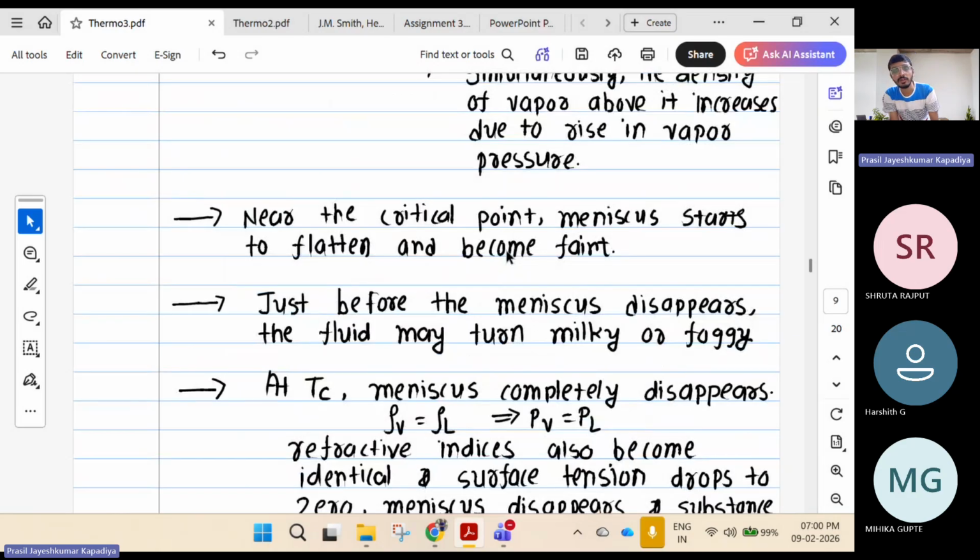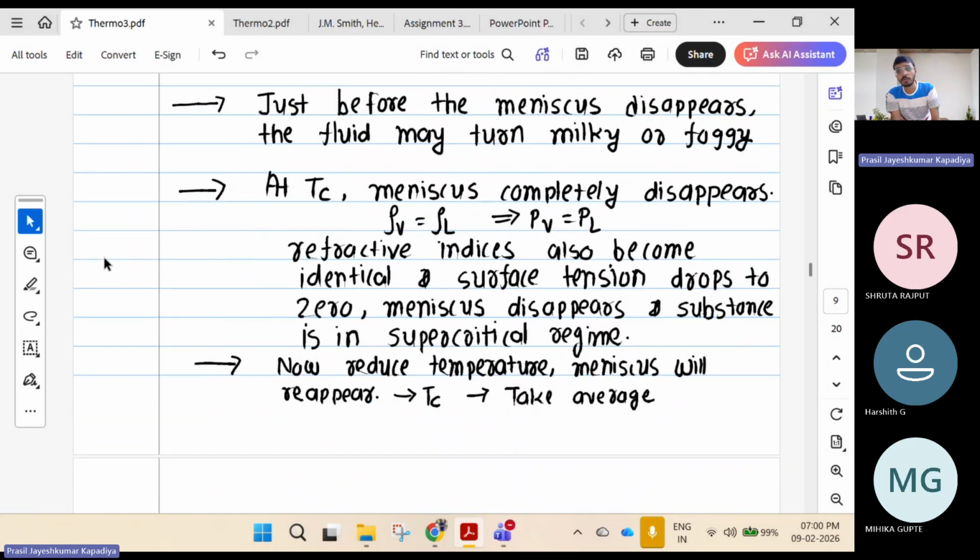And at the critical point, why does that meniscus disappear? Because the surface tension drops to zero, and that is why my densities are the same, my pressures are the same, volumes are the same. So that's why surface tension drops to zero and our meniscus disappears. Now, if I further increase the temperature, what is going to happen? The substance is going to be in the supercritical region. Okay.